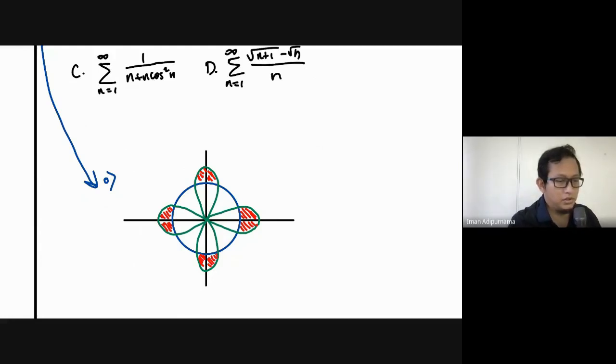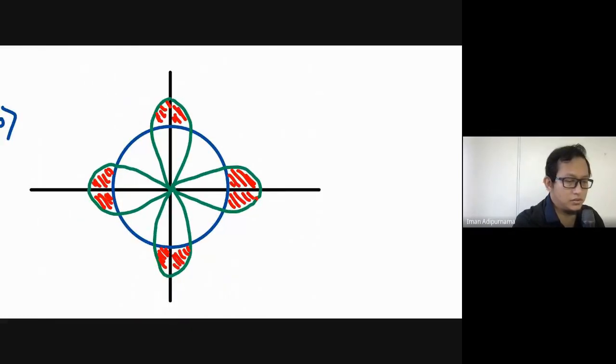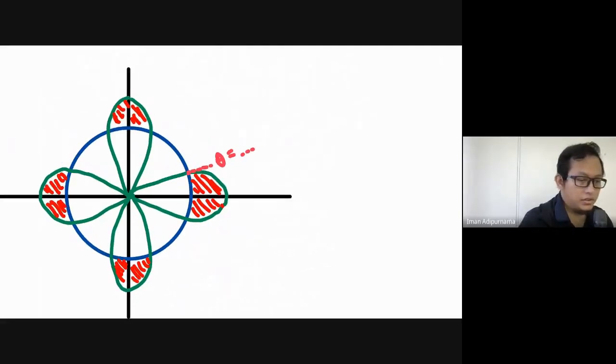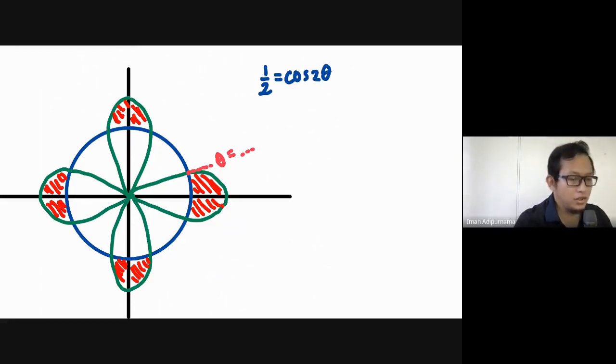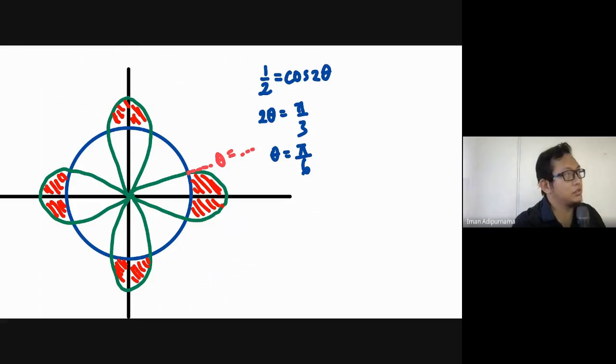Okay. The first thing you need to do is find the intersections. This is the intersection. Right? And let's find the intersections. So half should be equal to cos 2 theta, which means 2 theta should be pi over 3, or in this case, theta is pi over 6. Okay? So in the first quadrant, theta is pi over 6 here.